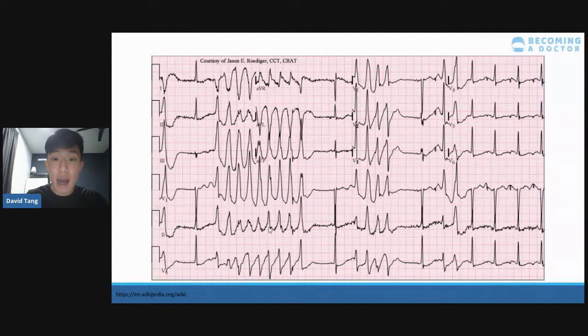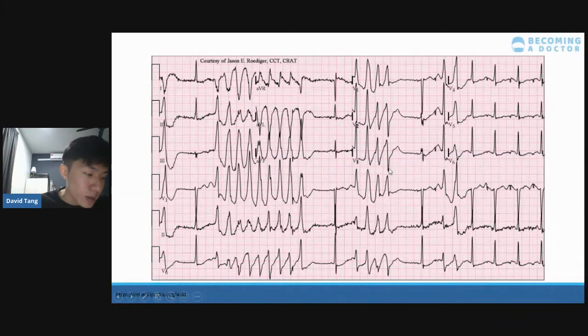And how it differs from VT and VF is that if you take a portion of the ECG, for example, on lead 2, if you look at the baseline, the initial portions actually look like VF because it's fibrillating. But it doesn't look like VT because it's polymorphic.